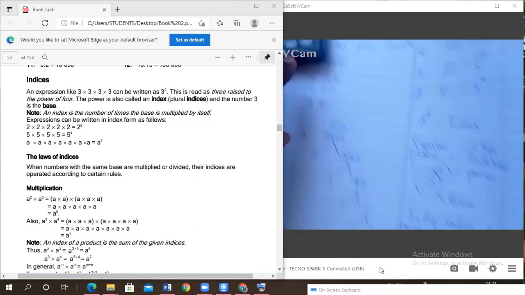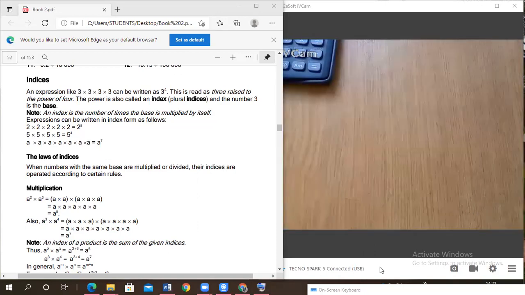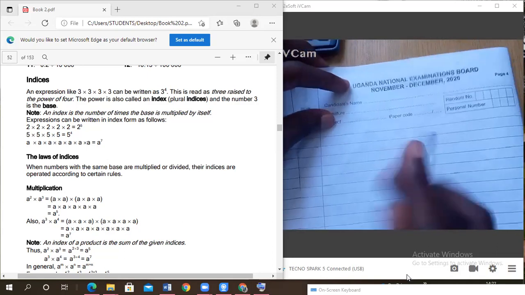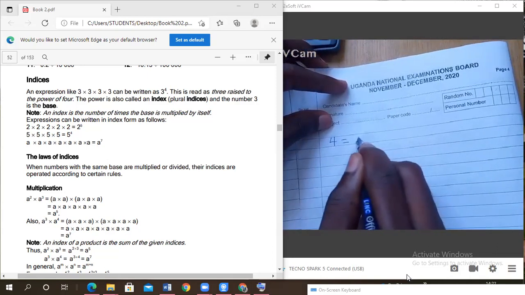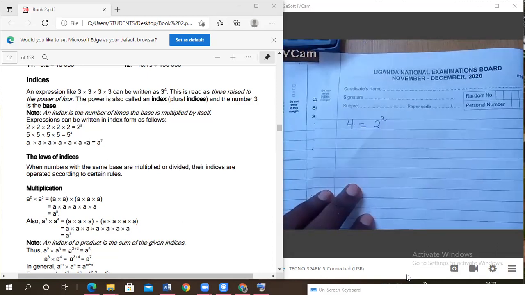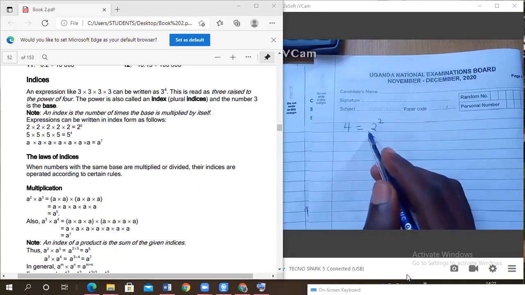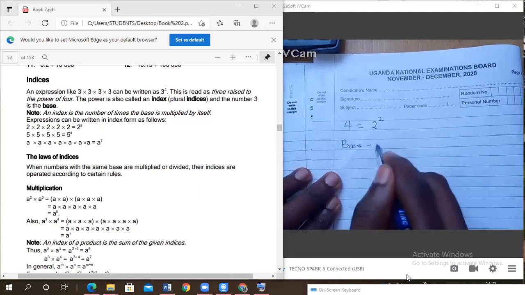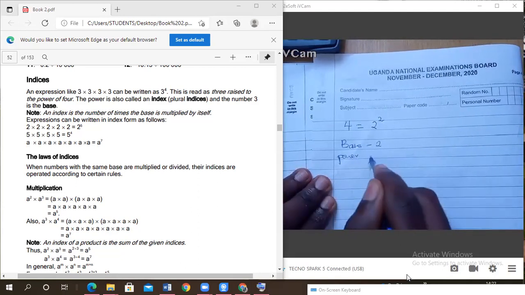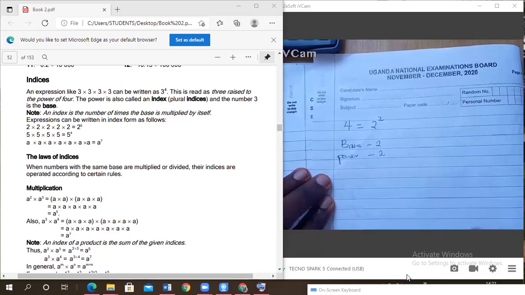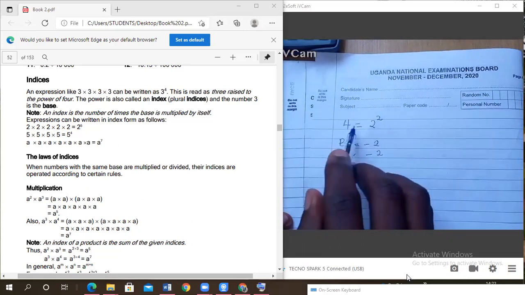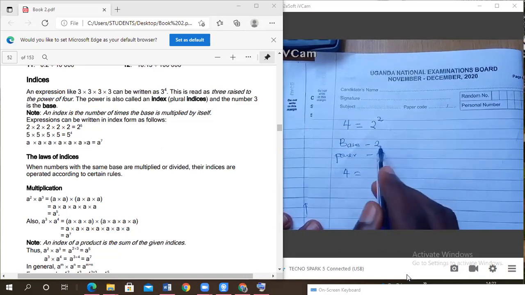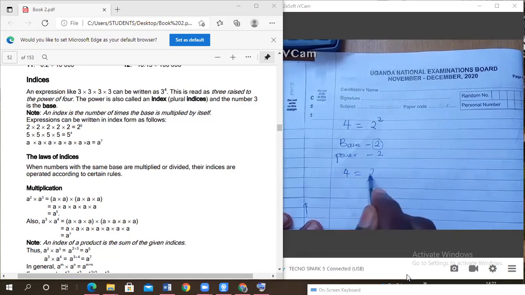For example, if you look at a number like 4 and decompose it, we know that 4 is the same as 2 squared. In this case, what is our base? 2. Our base is 2. Then what is our power? The power is also 2. So for us to get 4, 2 must multiply itself, which is the base. 2 must multiply itself how many times? 2 times, which is twice.